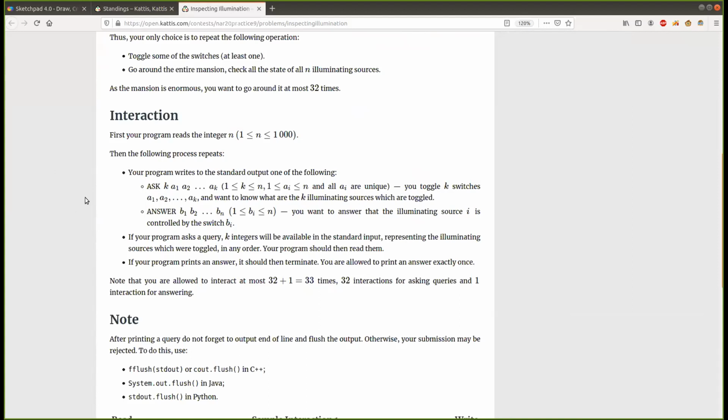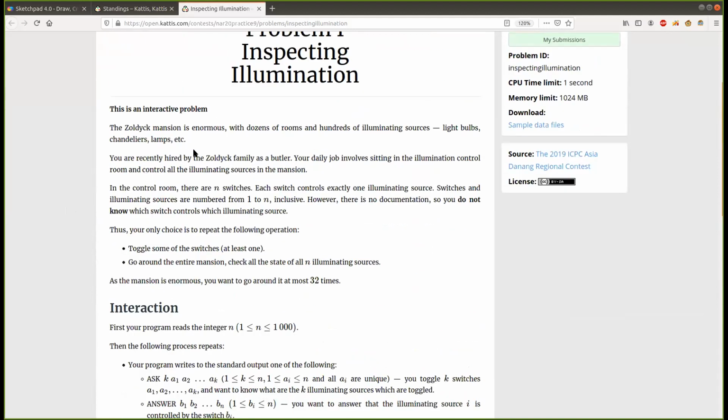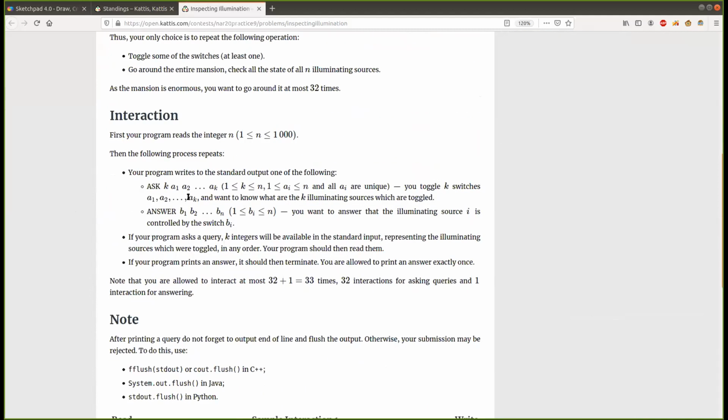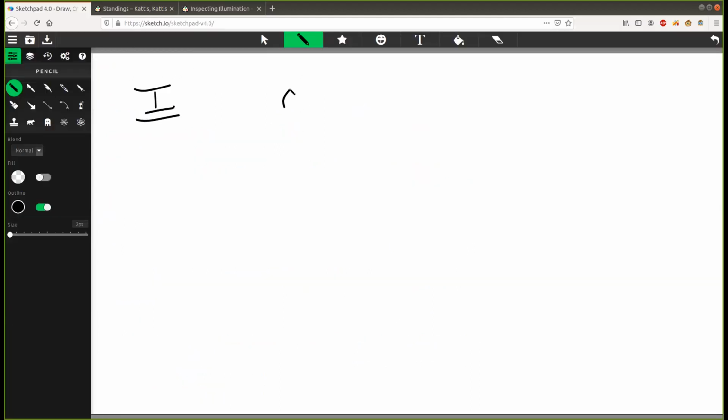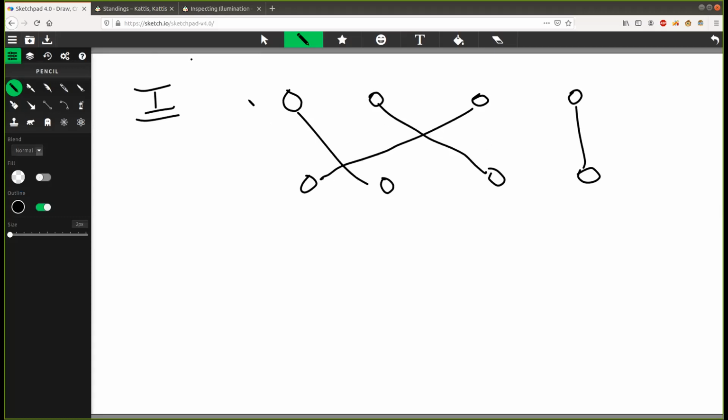In this question, there's hidden information and your task is to find that information by asking specific kinds of questions. The information that's not known to you is that there's some sort of matching between switches and lamps. Each switch corresponds to some lamp and you don't know which one. What you can ask is, you can choose a subset of the switches and it'll tell you which lamps were lit, but it won't tell them in the same order. It'll tell them in an arbitrary order.